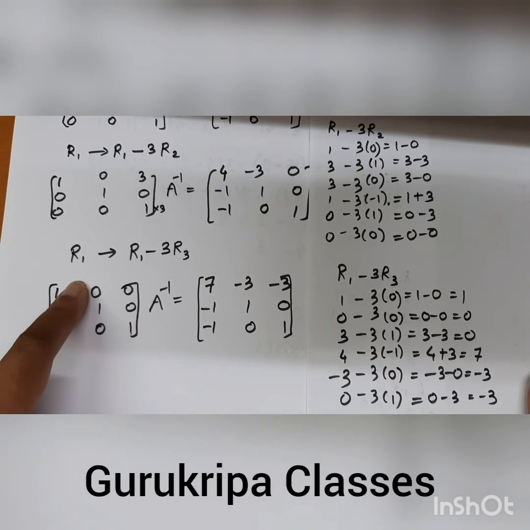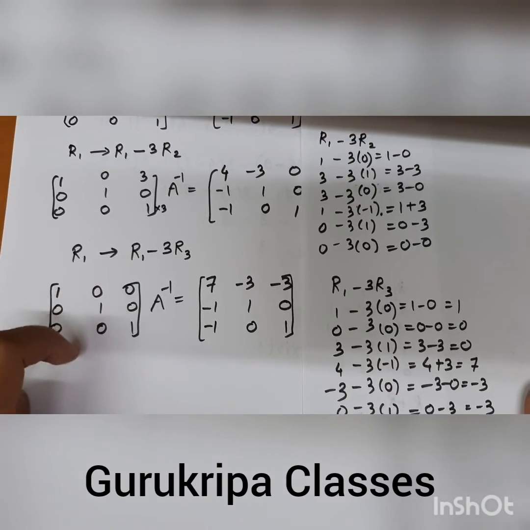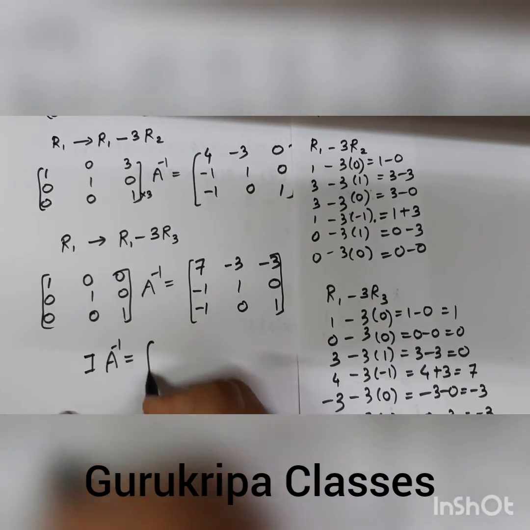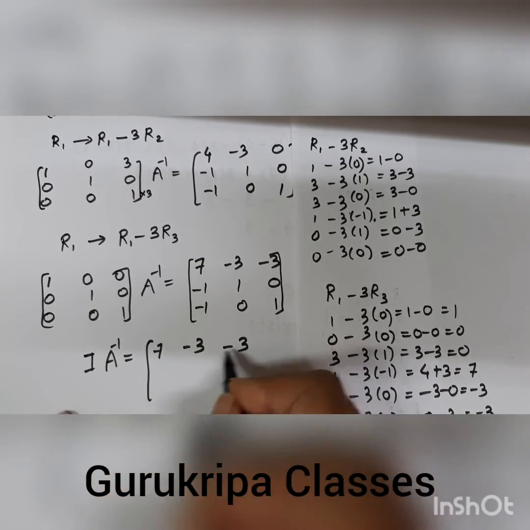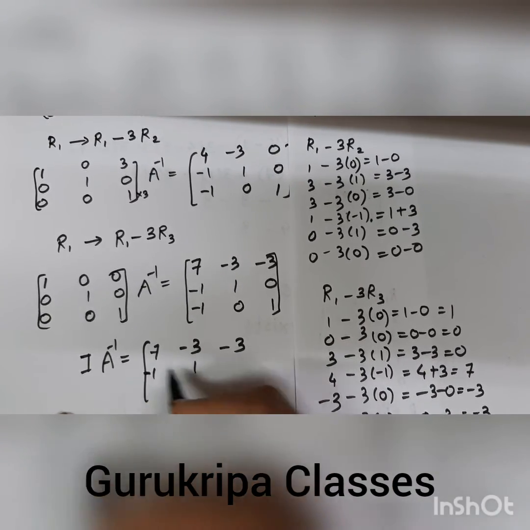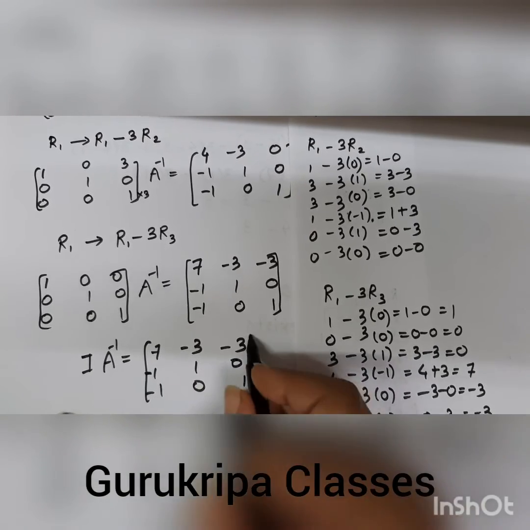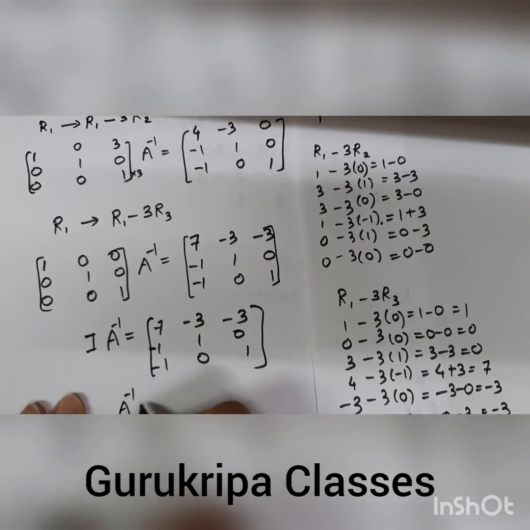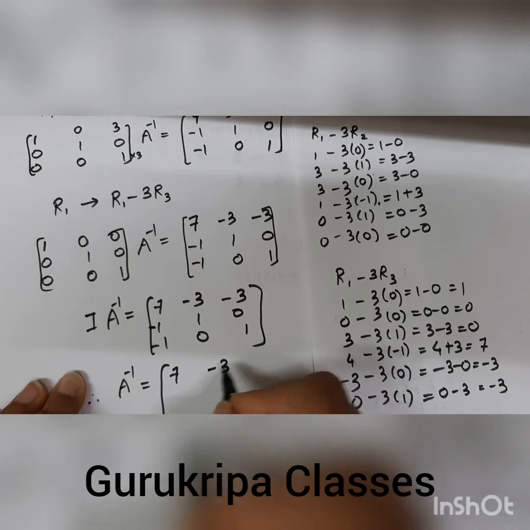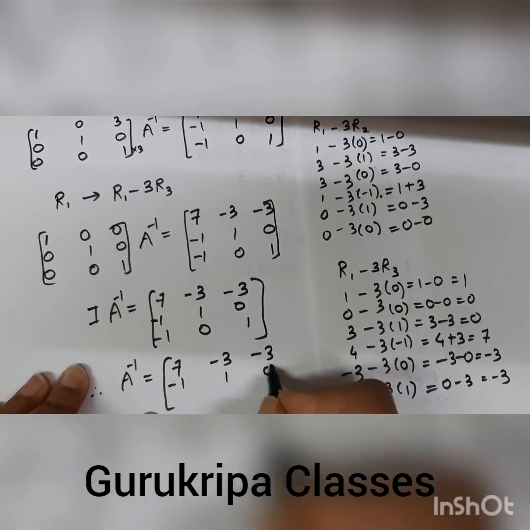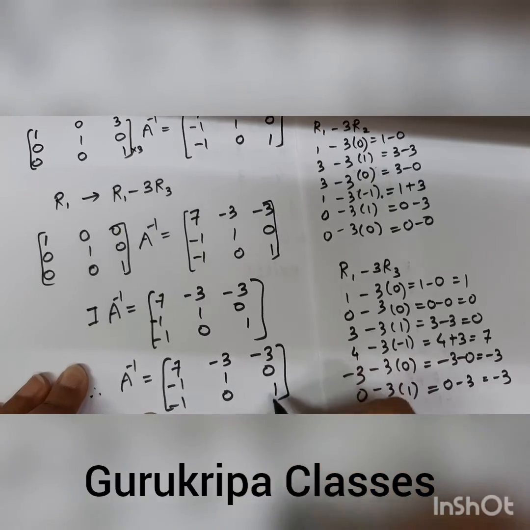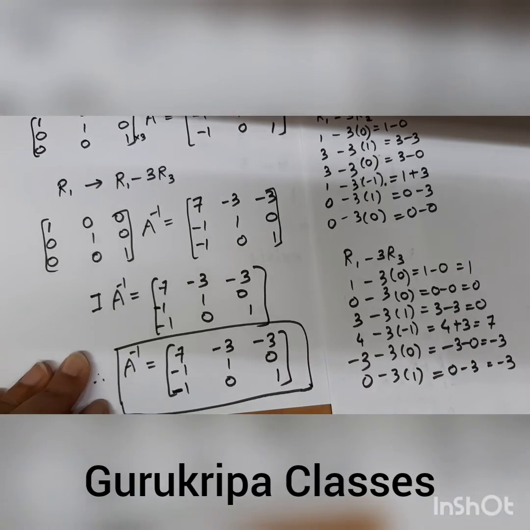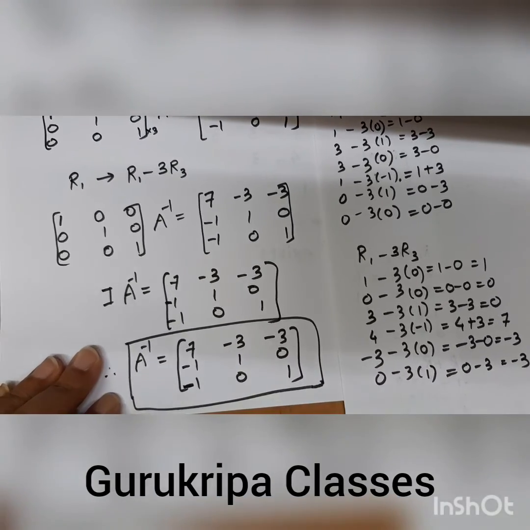We are getting here the identity matrix of order 3. So what is this? I into A inverse equals 7, minus 3, minus 3, minus 1, 1, 0, minus 1, 0, 1, and identity into any matrix is the same matrix. So finally we'll write the answer A inverse as 7, minus 3, minus 3, minus 1, 1, 0, minus 1, 0, 1. So this is the final answer.